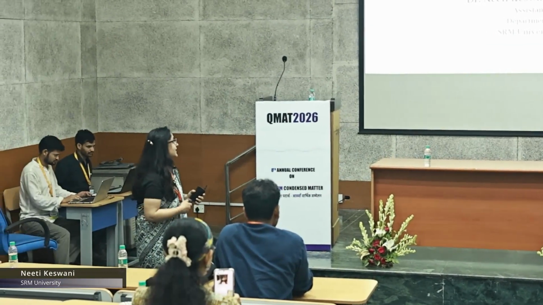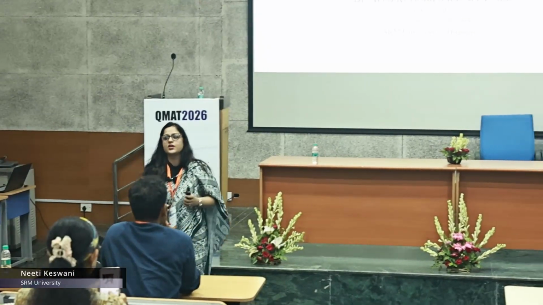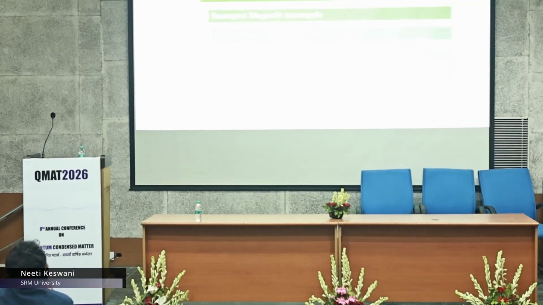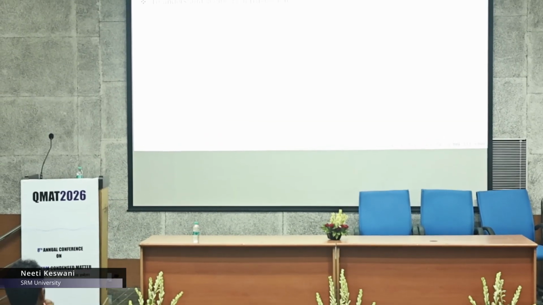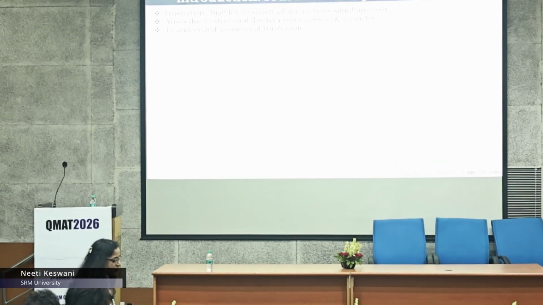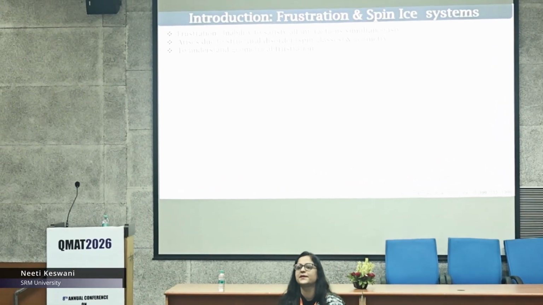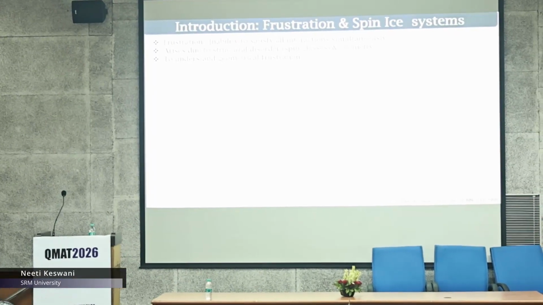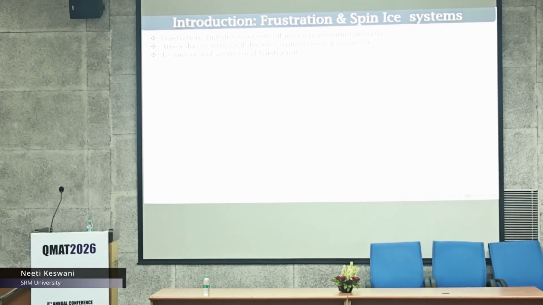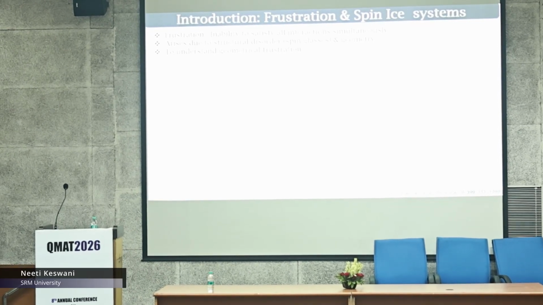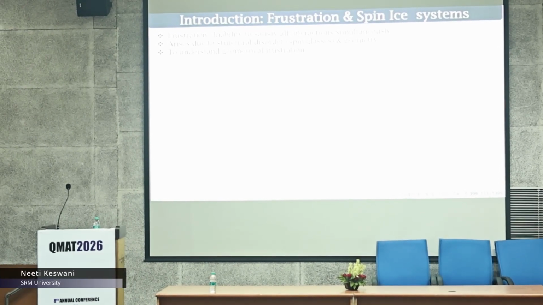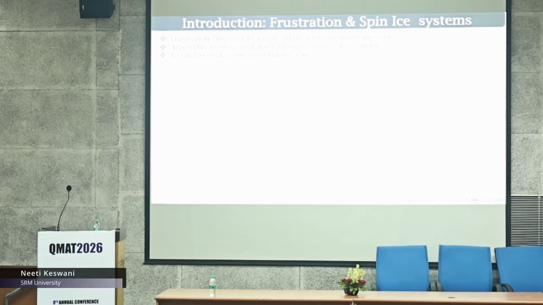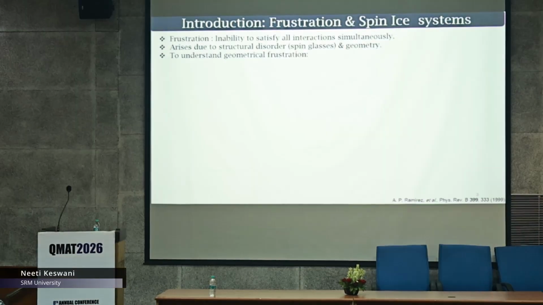And what I'll be discussing will be domain wall engineering in artificial spin ice systems. So let me quickly move to my main slide. Let us discuss what we mean by frustration and spin ice systems. In today's world, I believe everybody is frustrated, but how do we define it in a magnetic system? It's the inability to satisfy all interactions simultaneously, and it arises due to structural disorder or geometry.